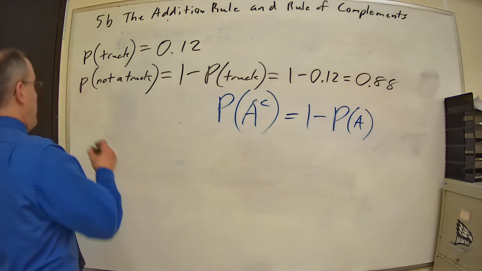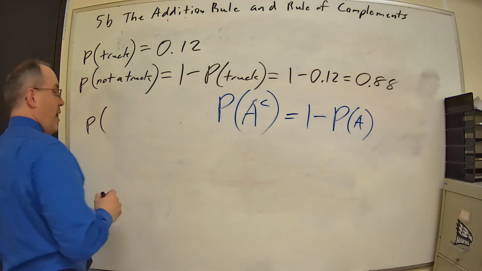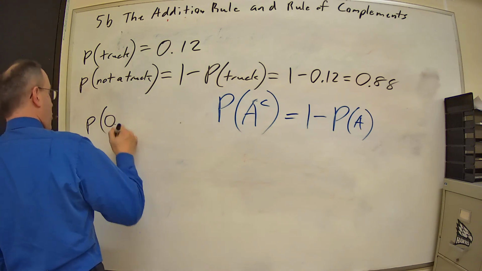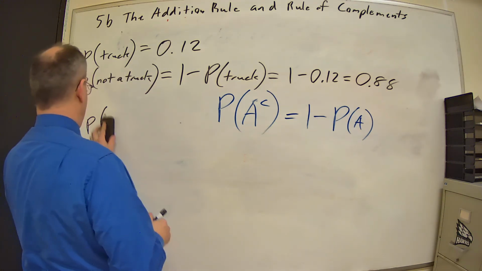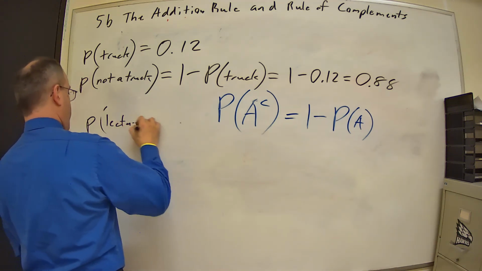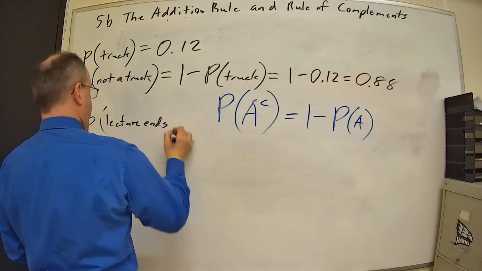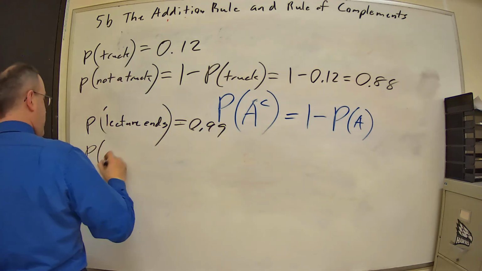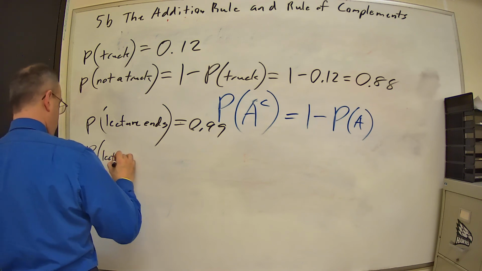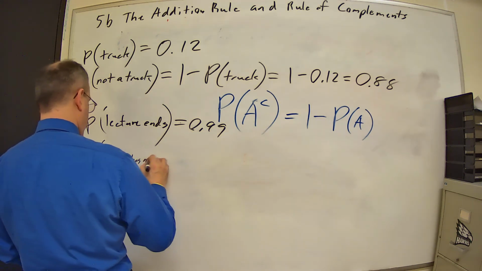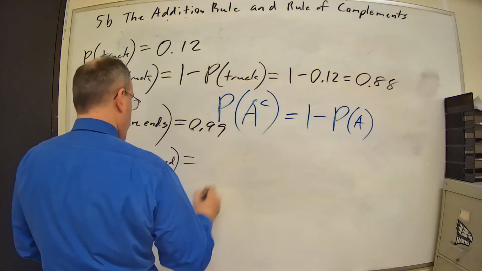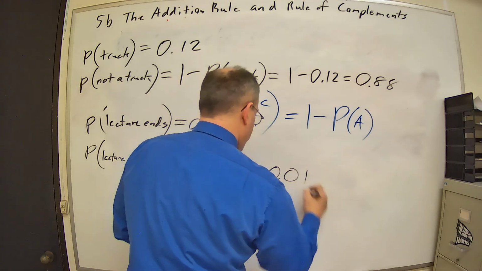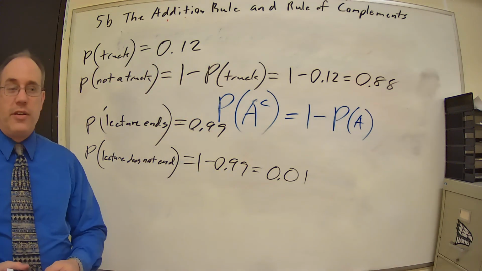The probability that this lecture will end in the next minute and a half is 0.99. The probability that the lecture does not end is equal to 1 minus 0.99 or 0.01. And thus, the lecture ends.